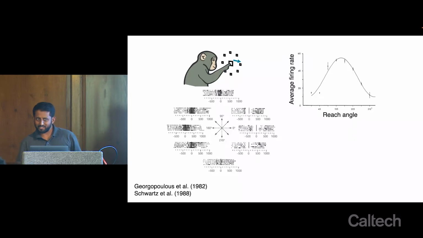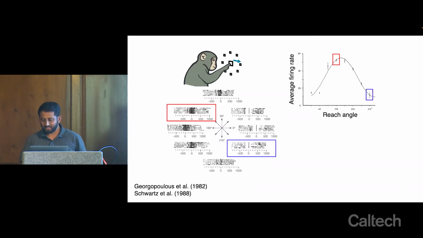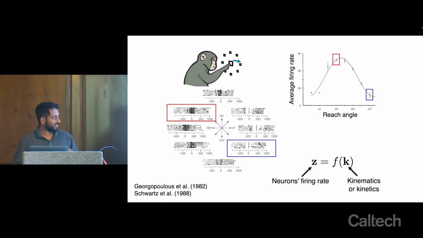So the idea here is that this neuron might be tuned to prefer movements in a specific direction, and for movements away from that direction, this neuron will fire less. So that's a few decades old, some very classic ideas on what neurons might be doing in motor cortex. If you take the top left angle, that's at the peak of the curve, bottom right, that's at the trough. And the basic idea here is just that the neuron's firing rate is some function of the kinematics, like the reach angle, or the kinetics, meaning the forces that the monkey's generating.